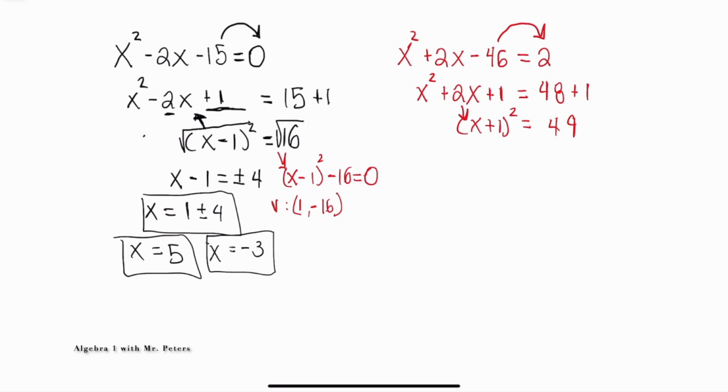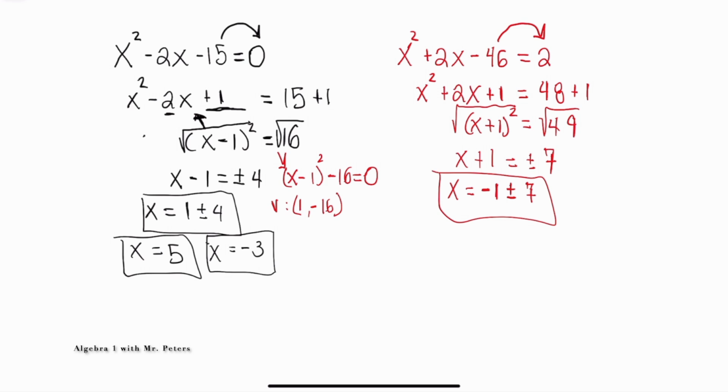At this step, we'll get rid of the exponent by taking the square root of both sides. So we have x plus 1 is equal to plus or minus the square root of 49, which is 7. So we isolate x. X is equal to -1 plus or minus 7, and then we could solve. So x is equal to -1 minus 7, which is -8, or x is equal to -1 plus 7, which will give us a +6.